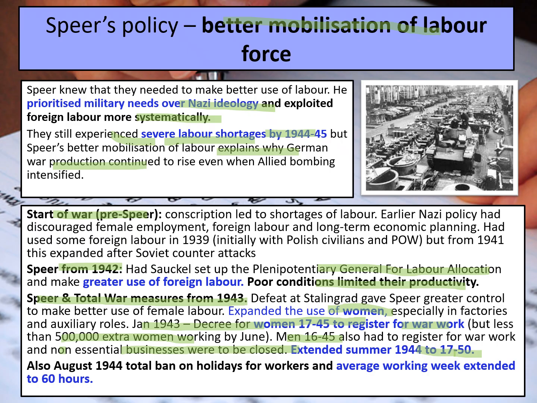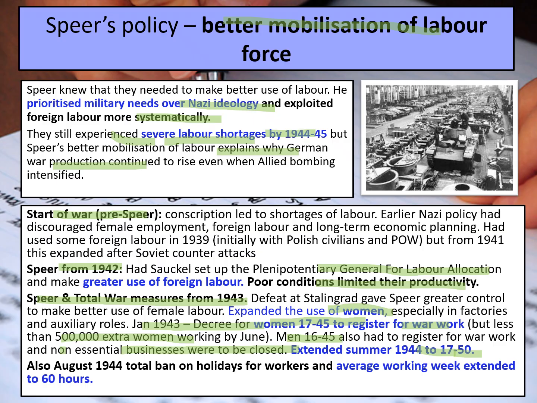And women working were absolutely crucial. By the end of the war, remember, they make up 60% of the labour force because a lot more men have gone off to fight. Speer also wanted to use those women in auxiliary roles in the army. And remember, by the time we get to January 1945, there are 470,000 female auxiliaries.